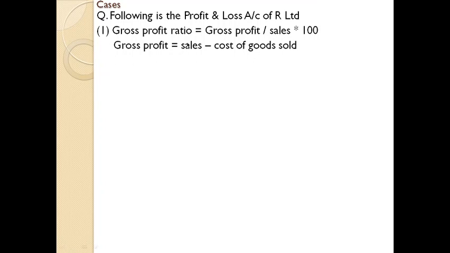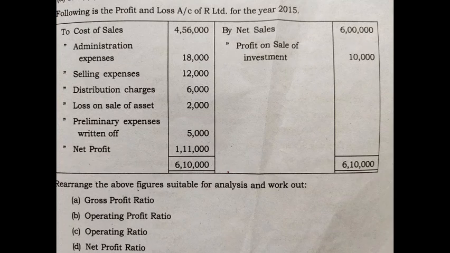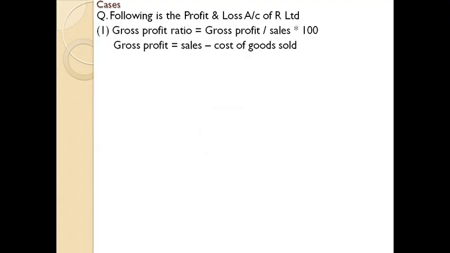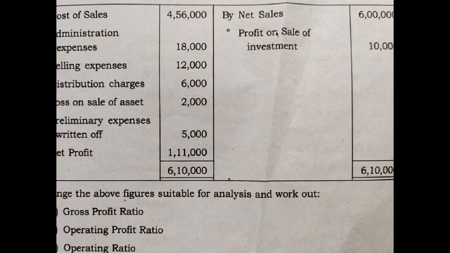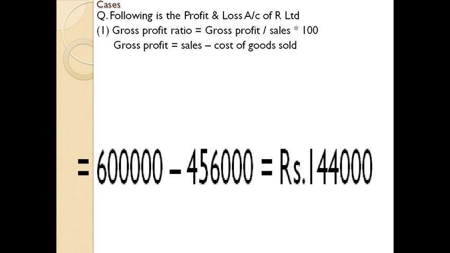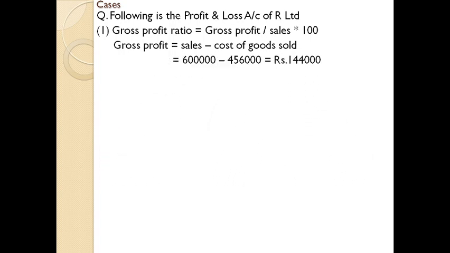And we have dealt with the same scenario: gross profit equals sales minus cost of goods sold, where sales is already given as 6 lakh. There is no further information regarding sales return or anything like that, and cost of goods sold is also given in the question. See, it's cost of goods sold or cost of sales. Both items are directly given in the question, so they can be directly used. So sales minus cost of goods sold, you will get gross profit.